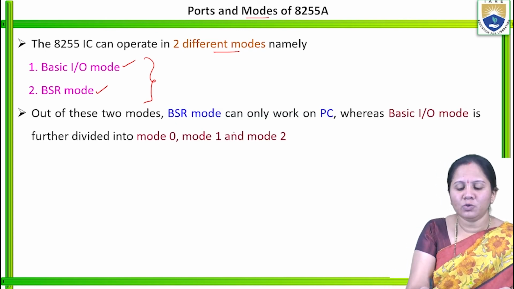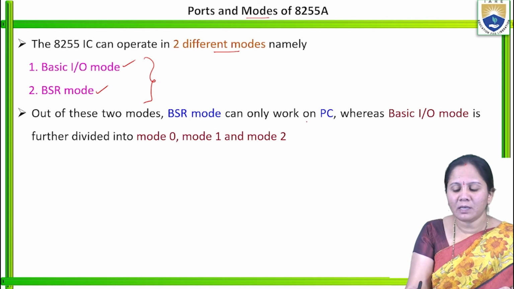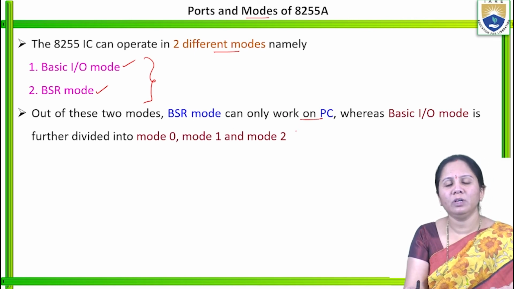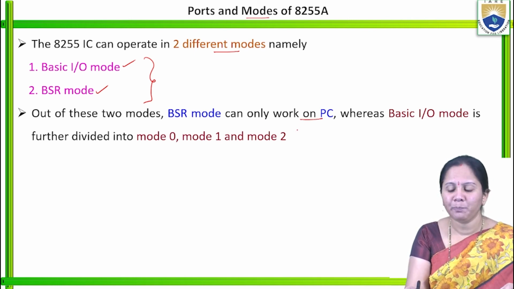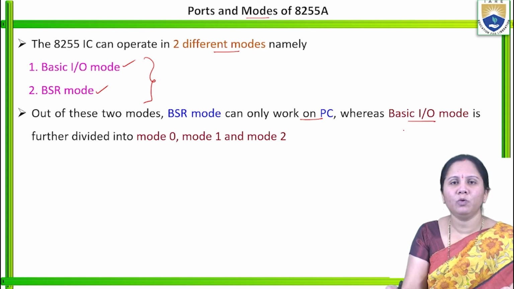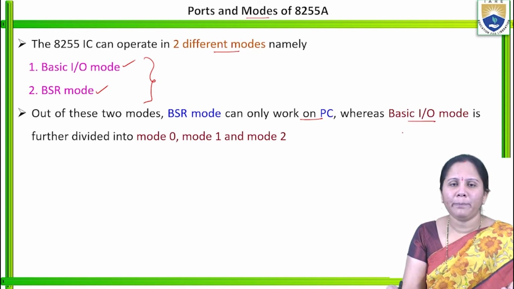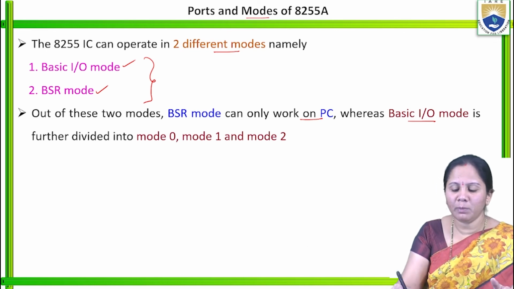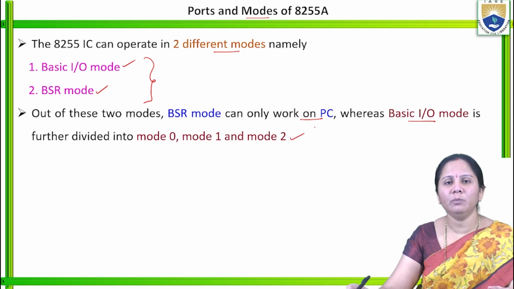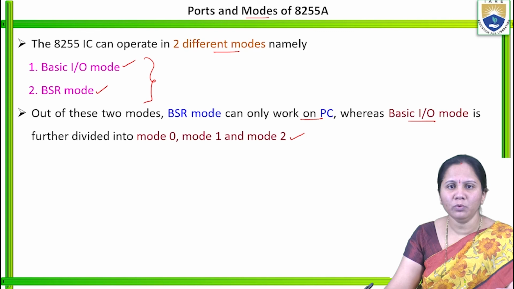Out of these two modes, BSR mode can be operated only for port C signals, whereas basic IO mode can be operated on all the three ports, port A, port B and port C, and it can be performing in the three modes: port A in mode 0, 1 and 2, port B in mode 0 and 1, whereas port C only one mode.